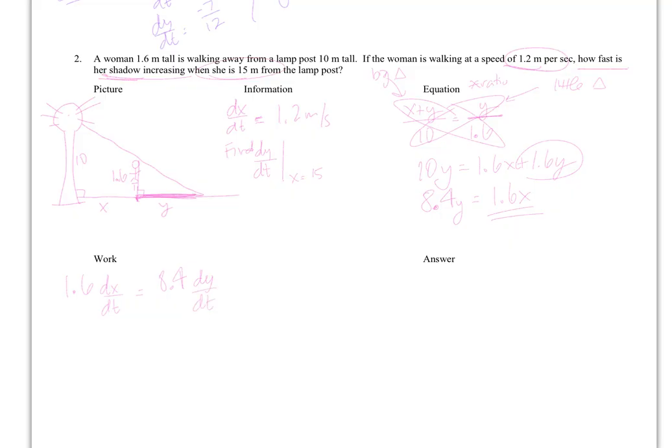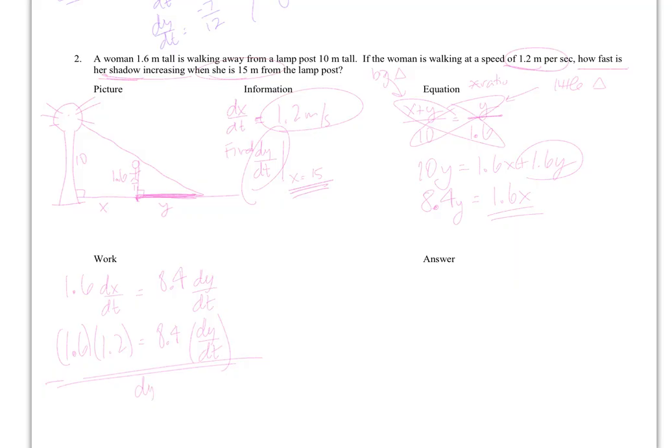And now I can put some numbers in, right? Because I know stuff. The dx/dt is 1.2. And I'm solving for dy/dt. Now you may have noticed I didn't have to use this 15. Sometimes it's going to come into use and sometimes it's not, but I can solve this equation because there's only one unknown.